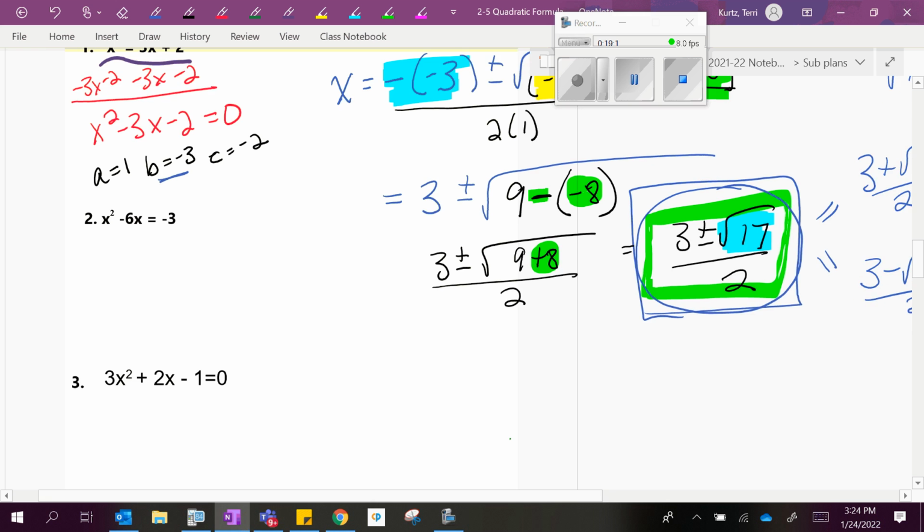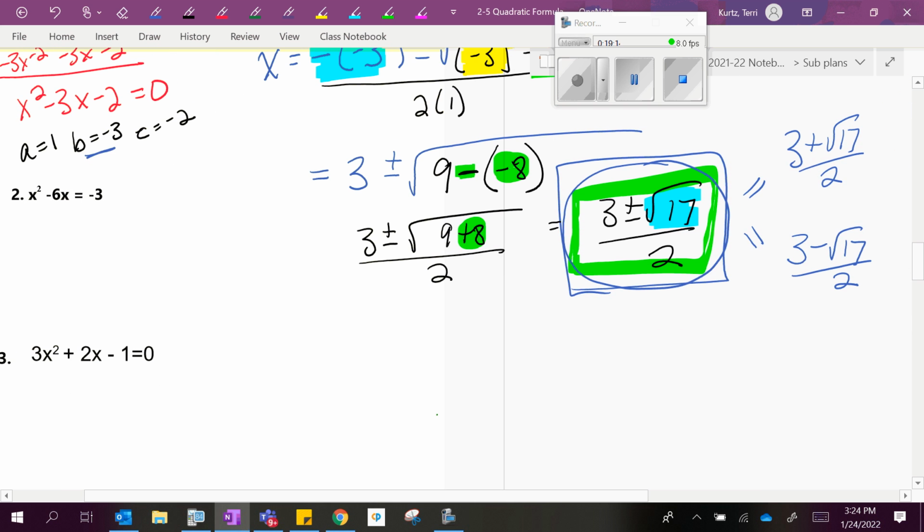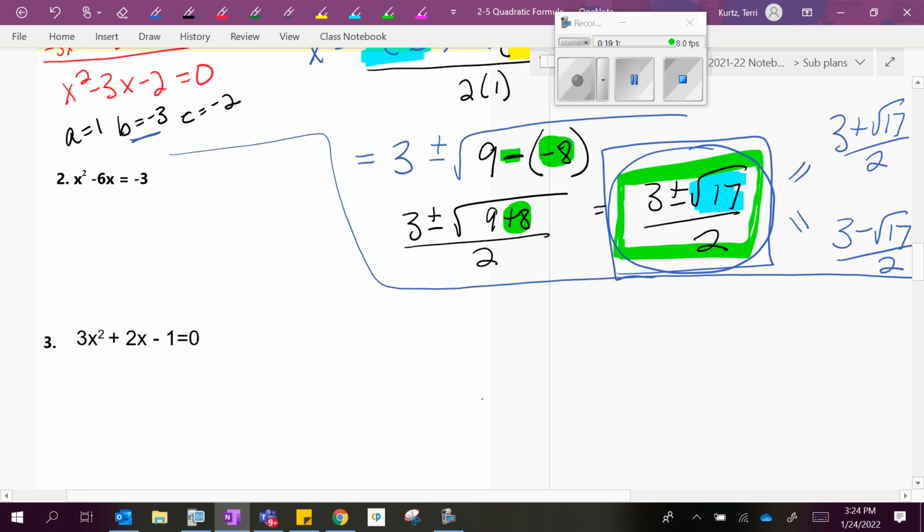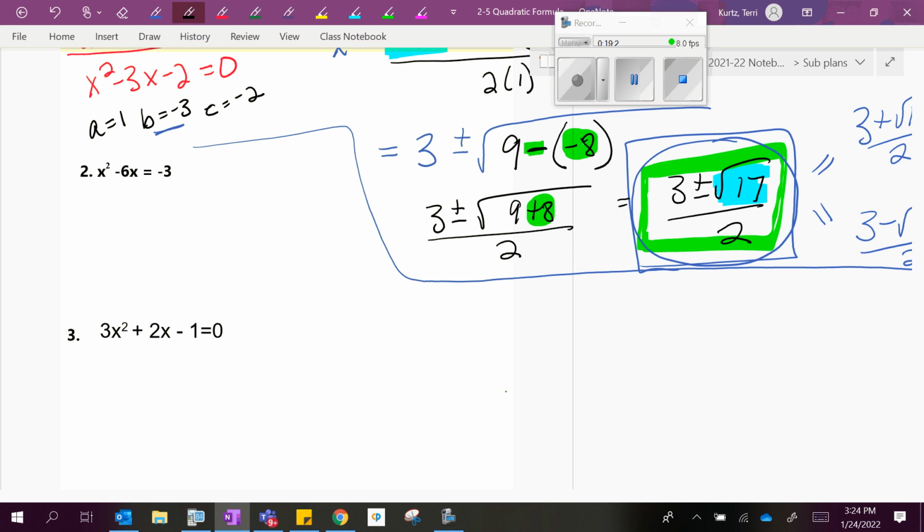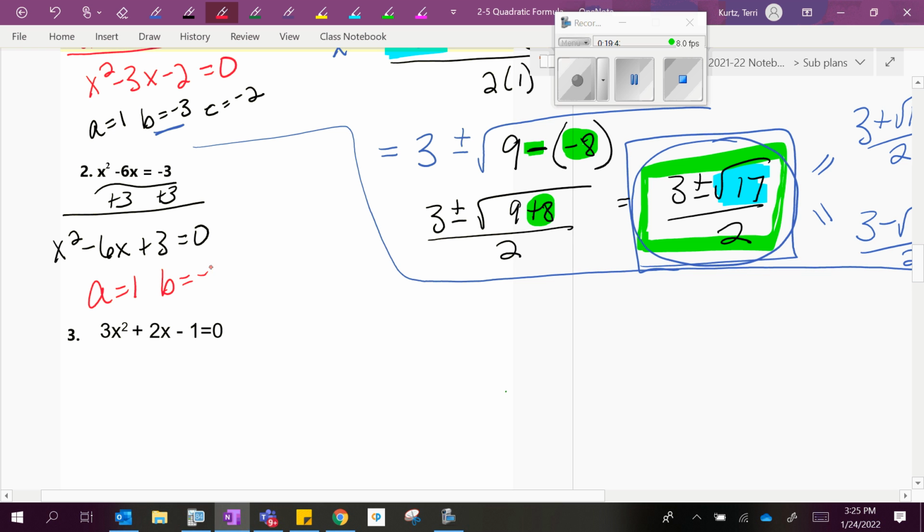All right, hope that's going well. Let's try another one. I'm kind of writing kind of big here on my video. Let's look at this next one. Again, first thing we're going to do here is get it in standard form. So I'm going to add 3. So I'm going to say x squared minus 6x plus 3 equals 0. I've got my A equals 1, B equals -6, C equals 3.